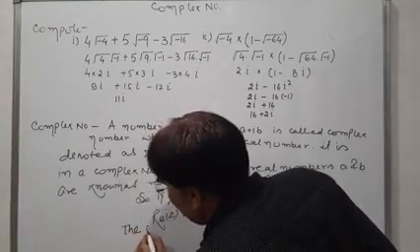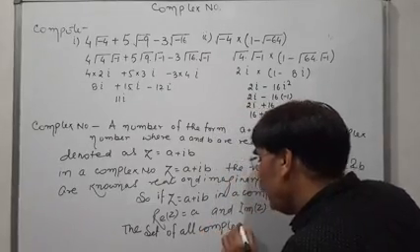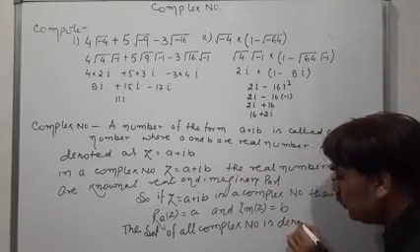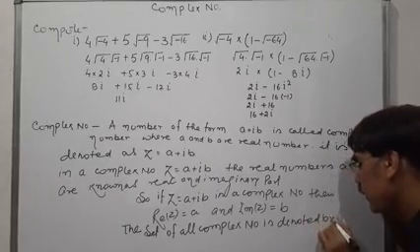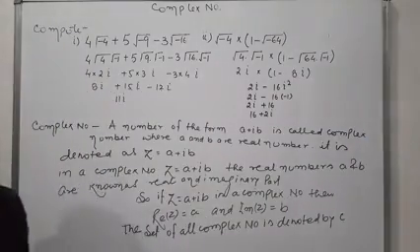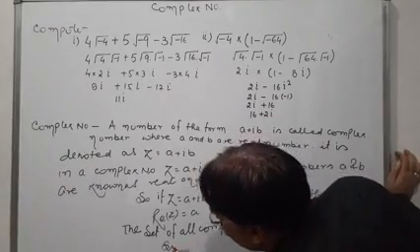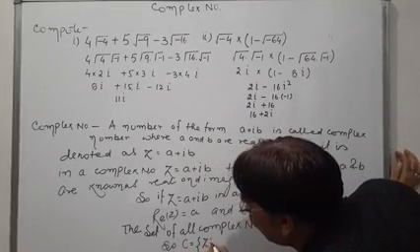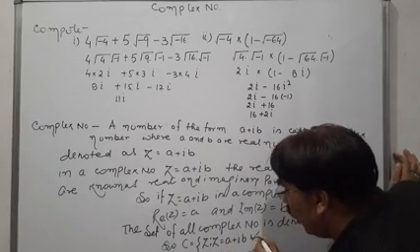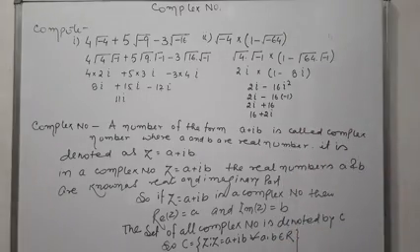The set of all complex numbers is denoted by C. C is equal to the set of z such that z is equal to a plus ib, for all a, b belonging to R, the set of real numbers.